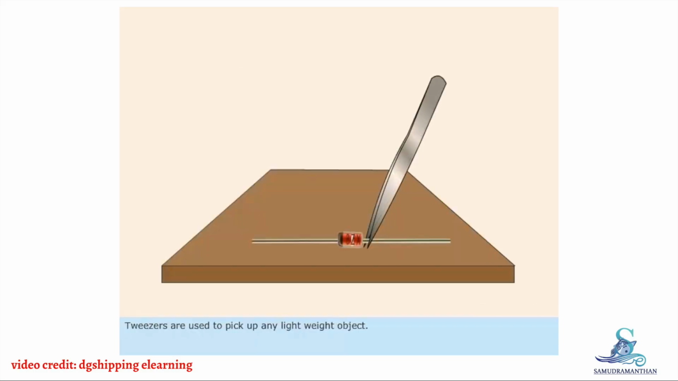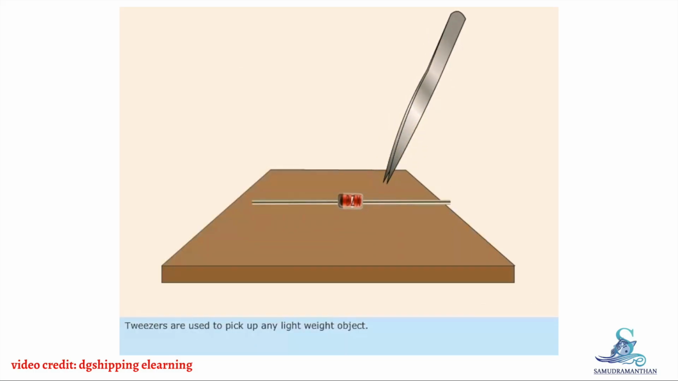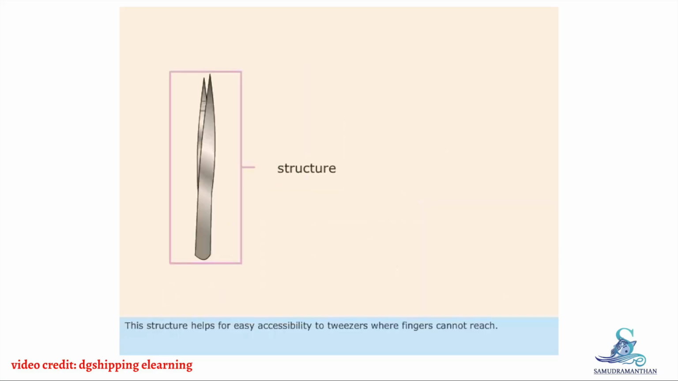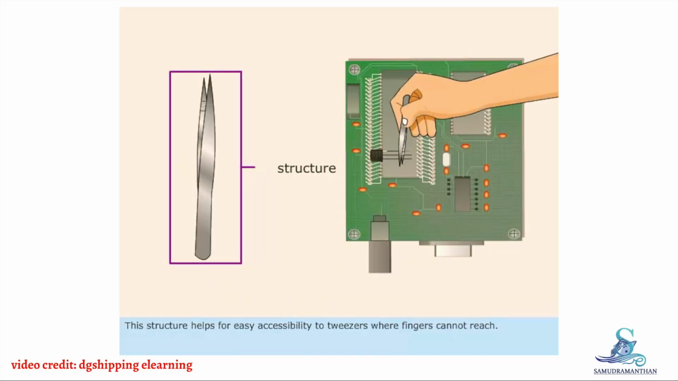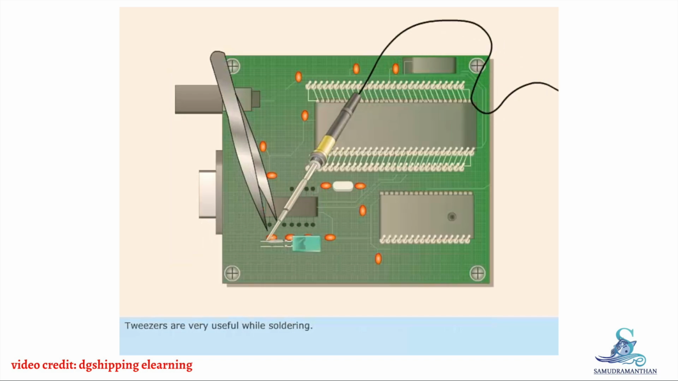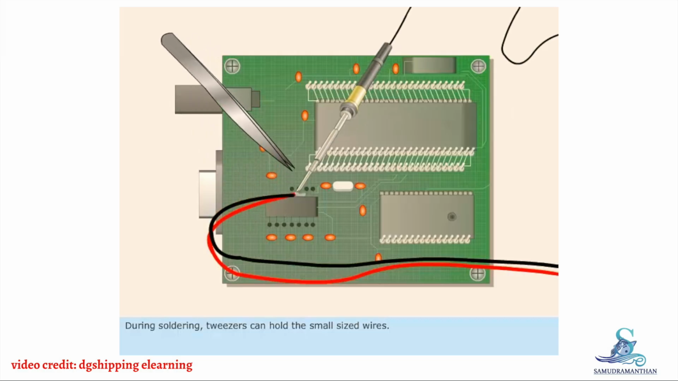Tweezers are used to pick up any lightweight object. Tweezers are thin in its structure. This structure helps for easy accessibility to tweezers where fingers cannot reach. Tweezers are very useful while soldering. During soldering, tweezers can hold the small-sized wires.